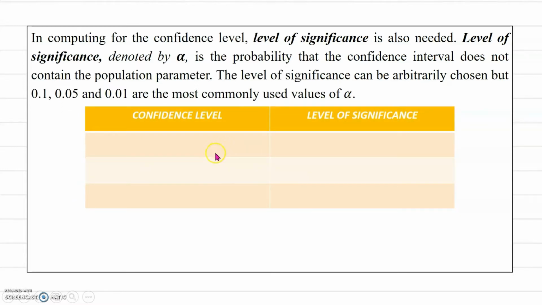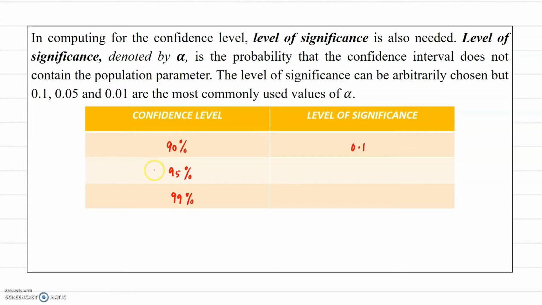So let's have here the three most commonly used confidence levels. Those are 90%, 95%, and 99%. If the confidence level is 90%, then the level of significance is just 100% minus 90%. So that is 10% or 0.1.